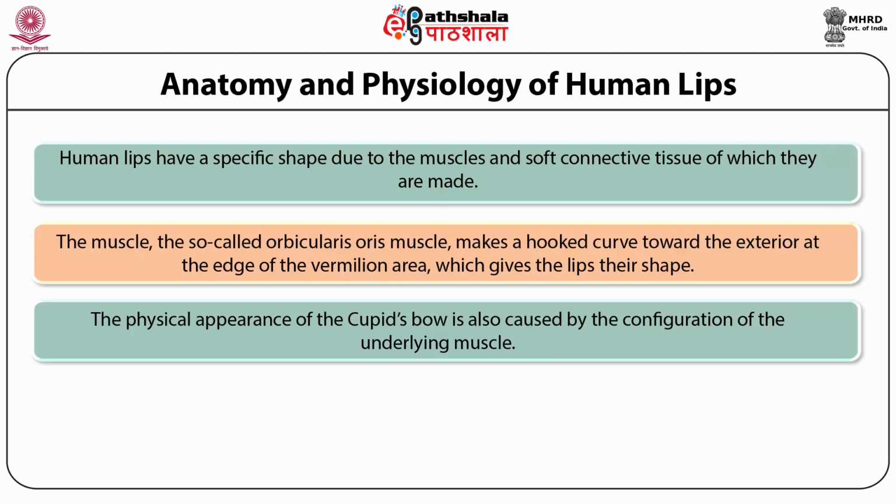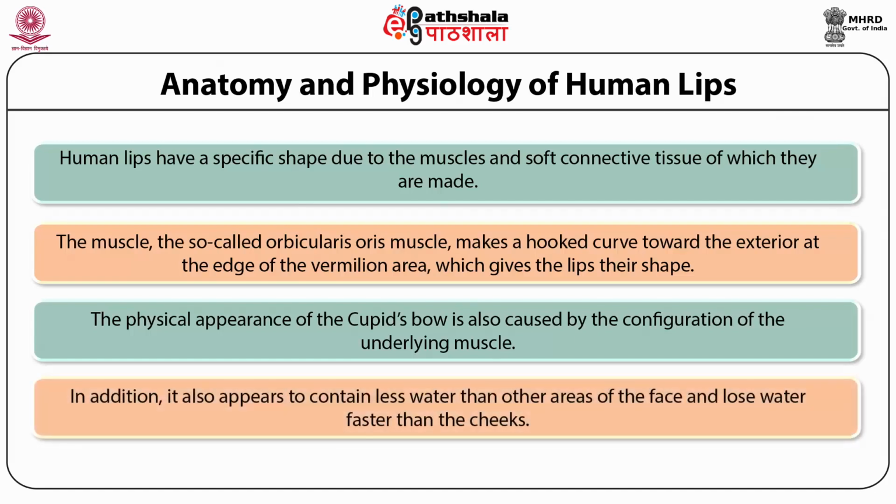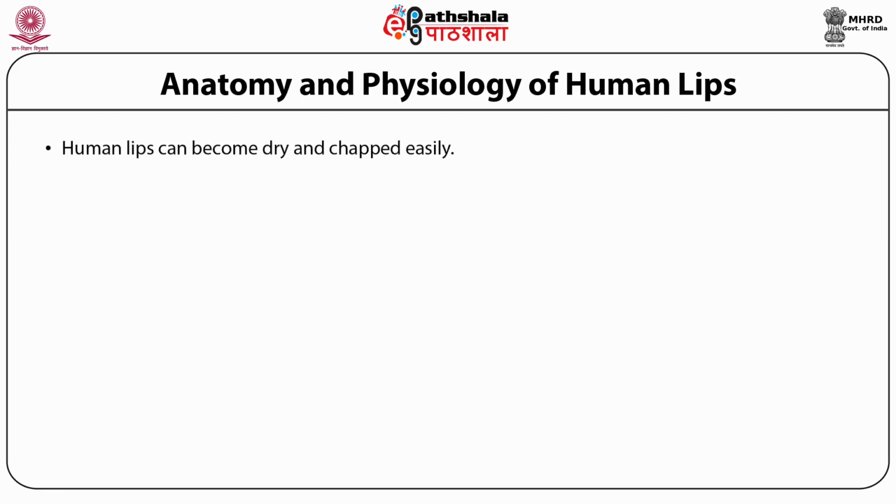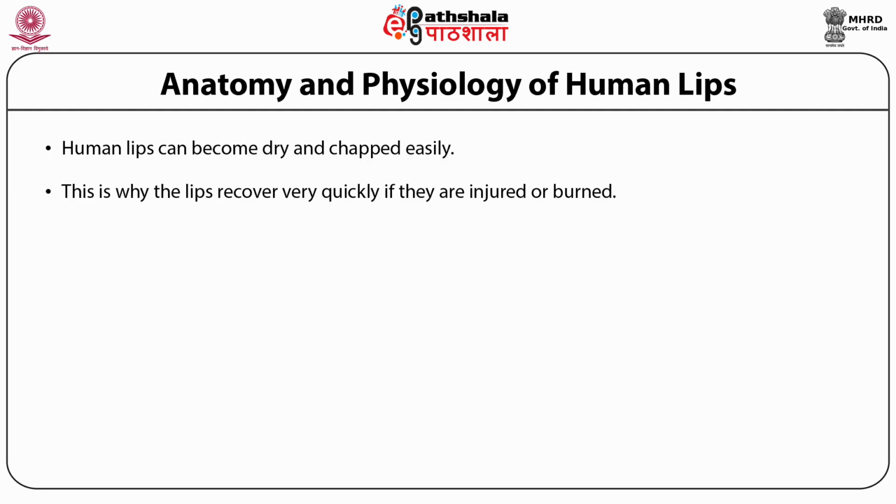The production of natural emollients is very low in the lips. In addition, they appear to contain less water than other areas of the face and lose water faster than the cheeks. As a result, human lips can become dry and chapped easily. An interesting characteristic of the vermilion border is that it has very rapid cell turnover. This is why the lips recover very quickly if they are injured or burned.